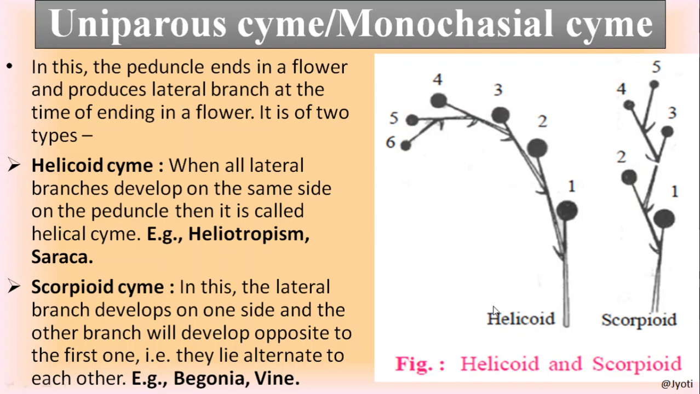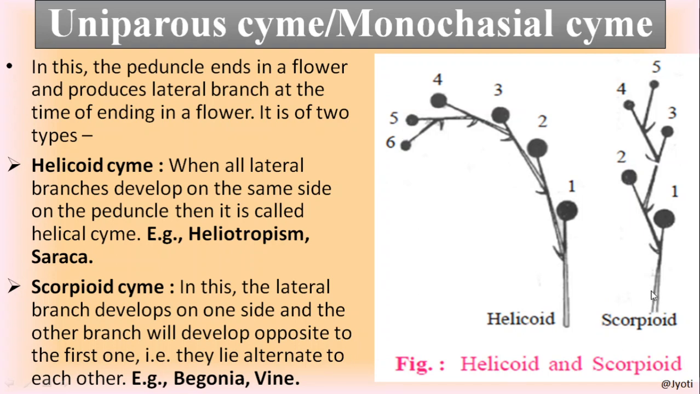So here, more clearly, I have given how the flowers are arranged. This is helicoid cyme, that is uniparous cyme. You can see the flowers are developed on one side only. So this is the terminal flower, second flower is grown on this side, third flower this side, fourth flower this side, fifth flower this side, sixth flower. Like this the flowers are developed and it gives the appearance of a helix, so it is helicoid.